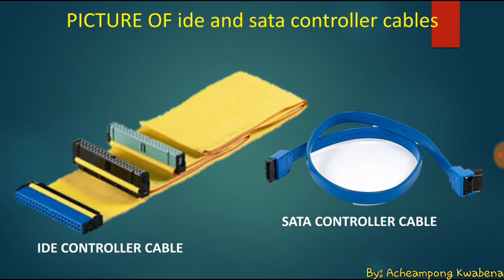Now this is how the IDE and the SATA controller cables look. So we have this one to be the IDE, and it has an IDE host on it, so it is referred to as an IDE controller cable. Then we have the SATA connector at the end of this one, so this cable is also known as a SATA controller cable.